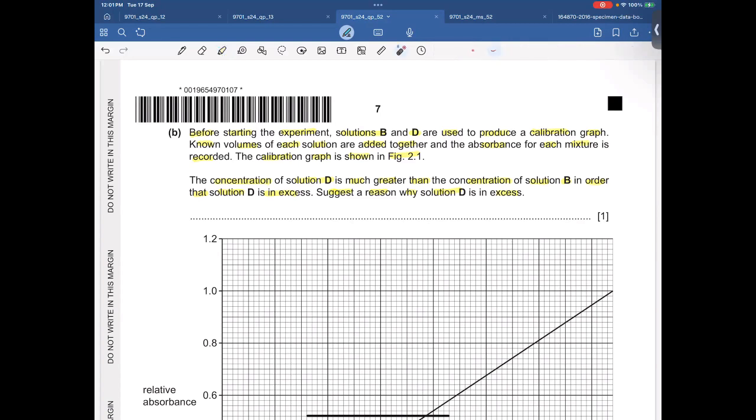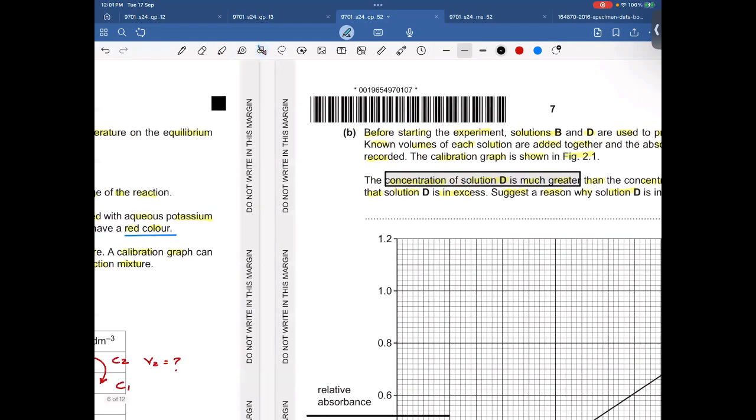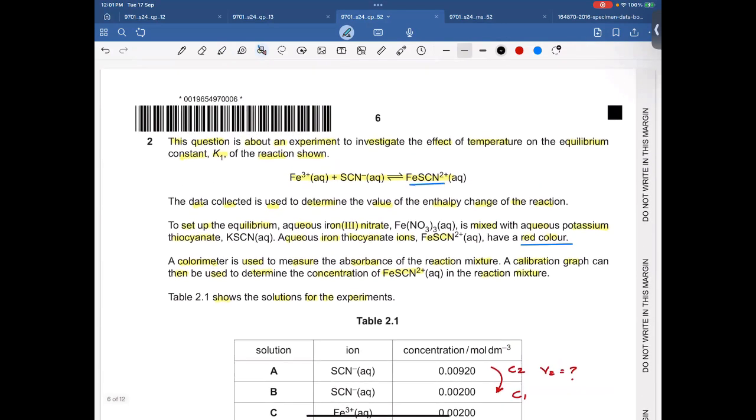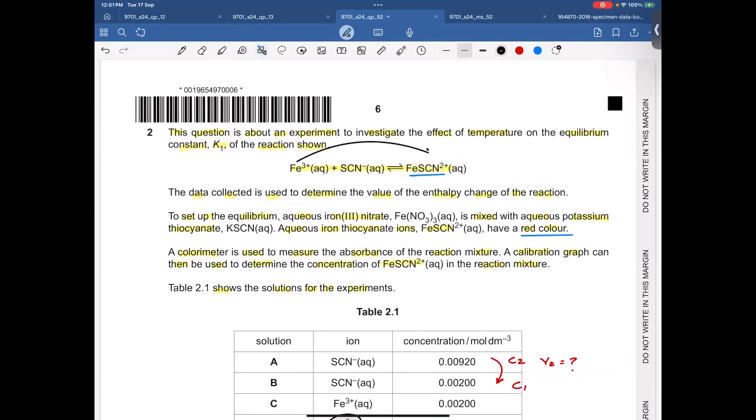Okay, the concentration of solution D is much greater. See, if we increase the concentration of these ions, equilibrium favors towards the right hand side. And if equilibrium favors towards the right hand side, then this increases the concentration of iron thiocyanate ions. That's the whole logic behind that.